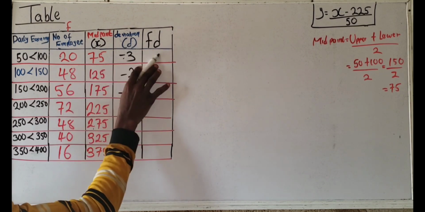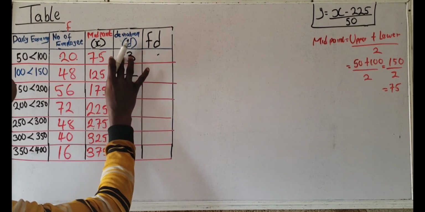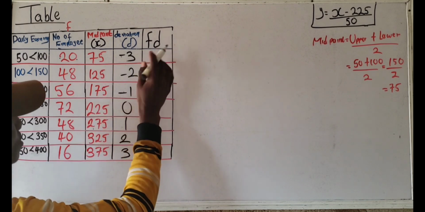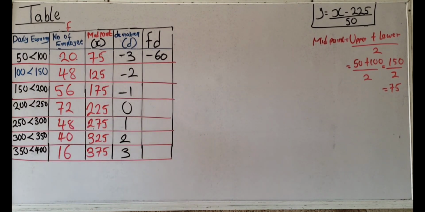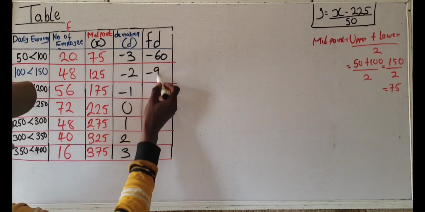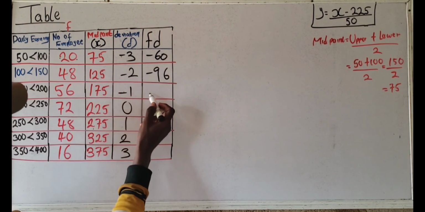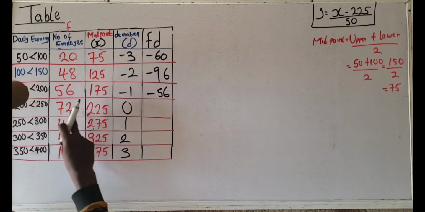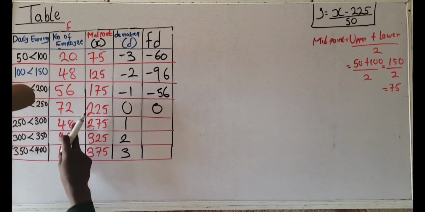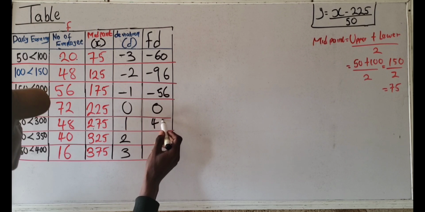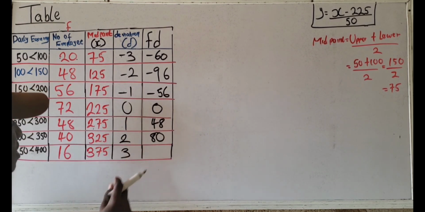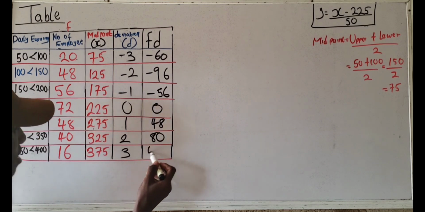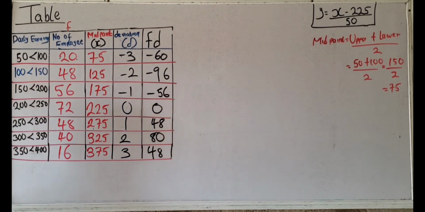So here, the value of these cells will be 20 times negative 3. 20 times minus 3 is negative 60. So I'm going to have negative 60 for this. 48 times negative 2, that is negative 96. For this, 56 times negative 1, negative 56. 72 times 0, that is 0. 48 times 1, 48. 40 times 2, that is 80. 16 times 3, that is 48.